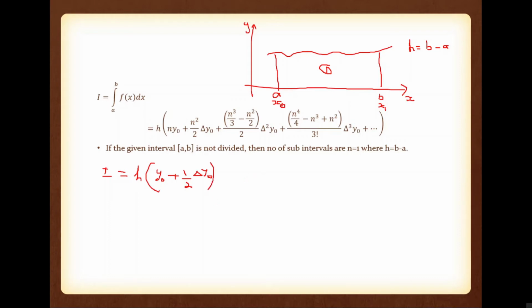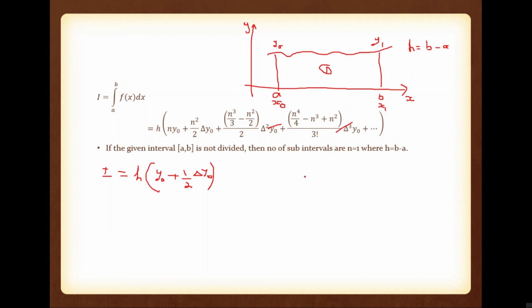Because we have only 2 points, x0 and corresponding to x0 we have y0, and we have x1 and corresponding to x1 we have y1. If we have 2 points, we can calculate up to delta y0. We can't calculate delta square y0, delta cube y0, etc. Because we have 2 points, n equal to 1, n plus 1 equal to 2. With n equal to 1 we can find up to delta y0. So these terms are not available.